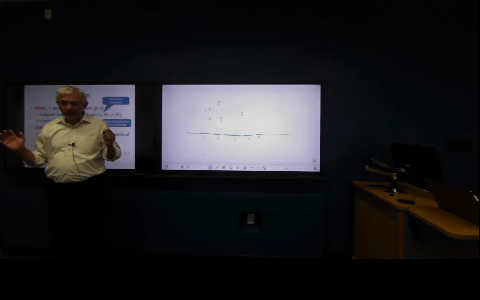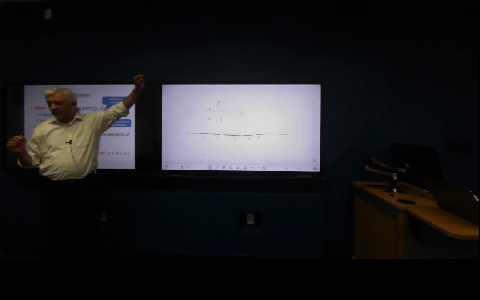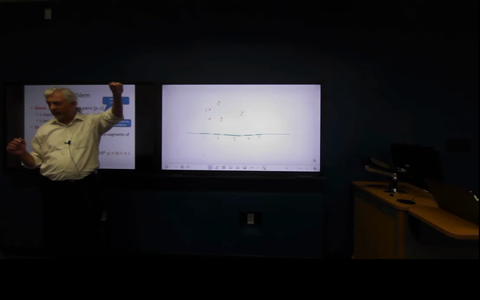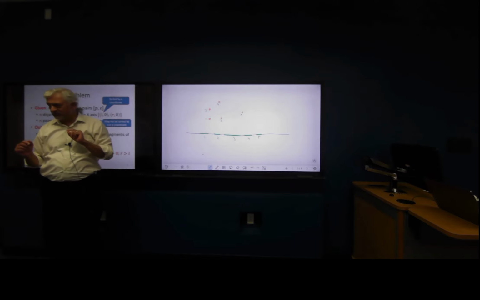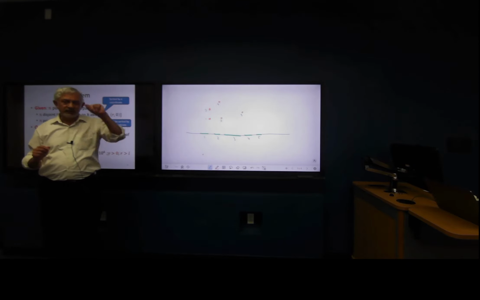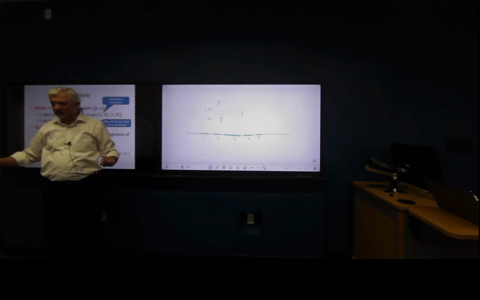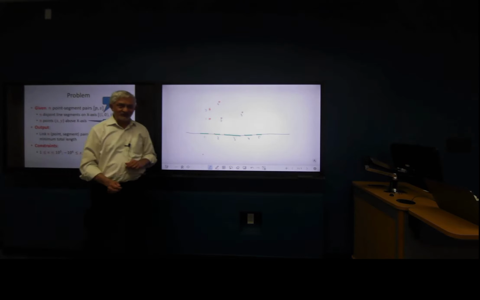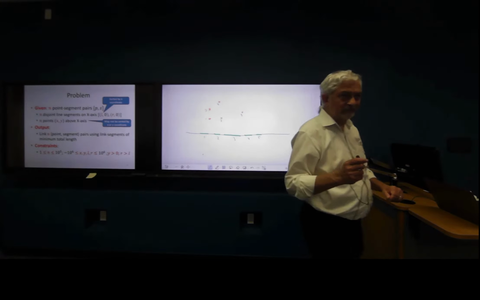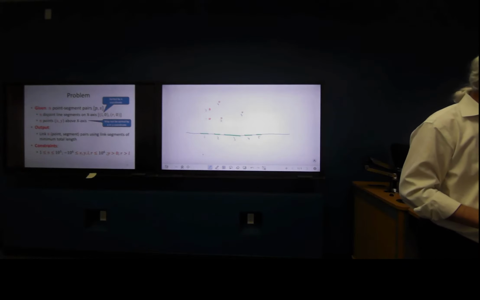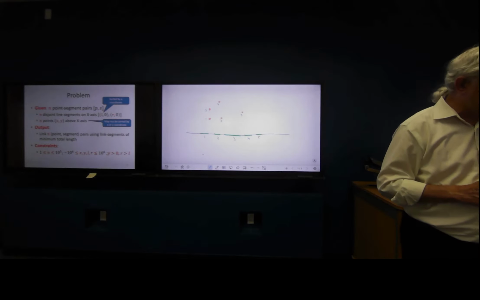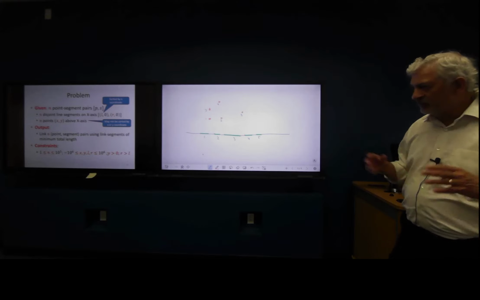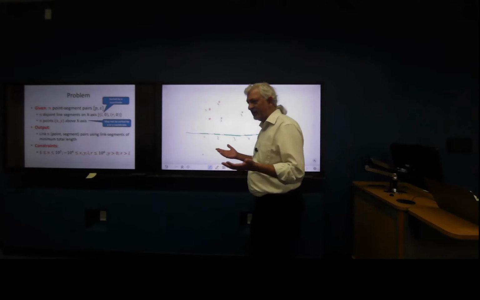Your job is to connect the point with its paired line segment in such a way that when you draw those connections, they don't intersect each other, and it's as short as possible. With me so far? Geometry, all this is clear. And when I say connect, it doesn't just mean at the ends. It can be anywhere in the middle as well. You just make a line segment and that would be fine.